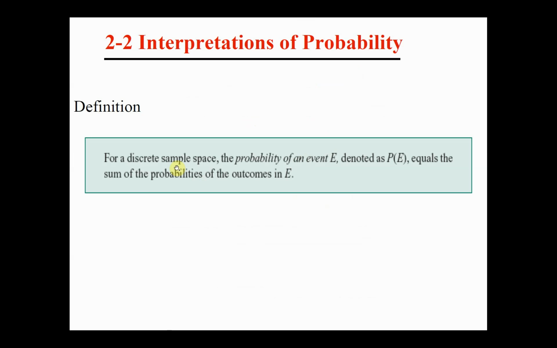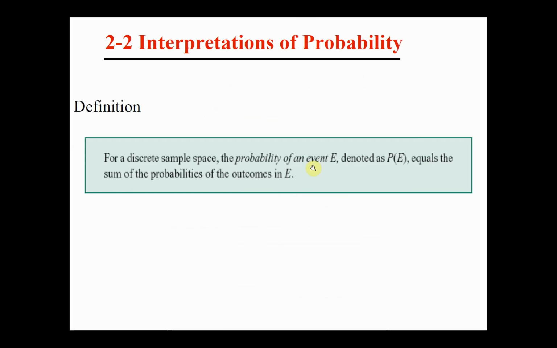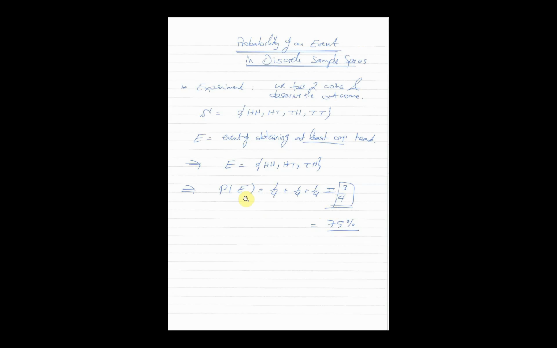If you have a discrete sample space, the probability of an event E equals the sum of the probabilities of the outcomes in the event. Let me go back here. We expressed this event as having 3 outcomes: heads-heads, heads-tails, and tails-heads. What's the probability of the event? It is the sum of the probabilities of the outcomes. So it is the probability of HH plus the probability of HT plus the probability of TH. And since each one of them was 1 over 4, the probability of the event is simply 3 over 4.